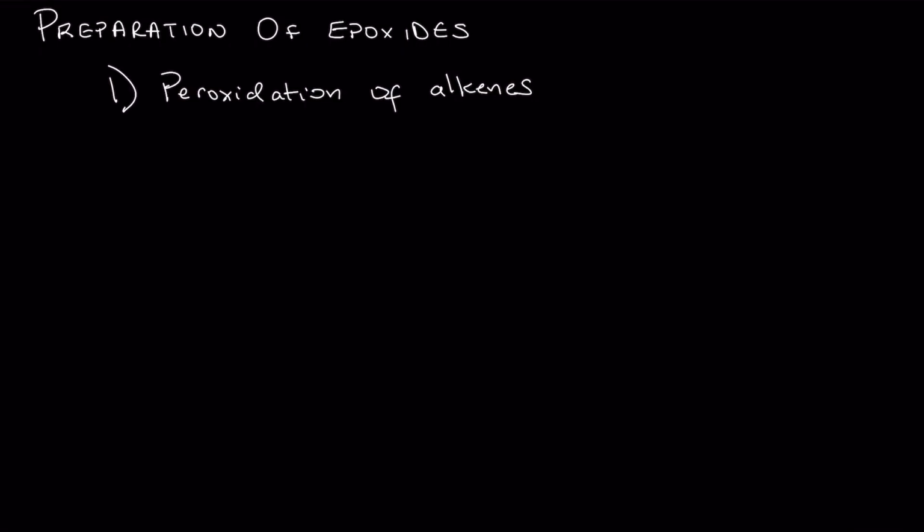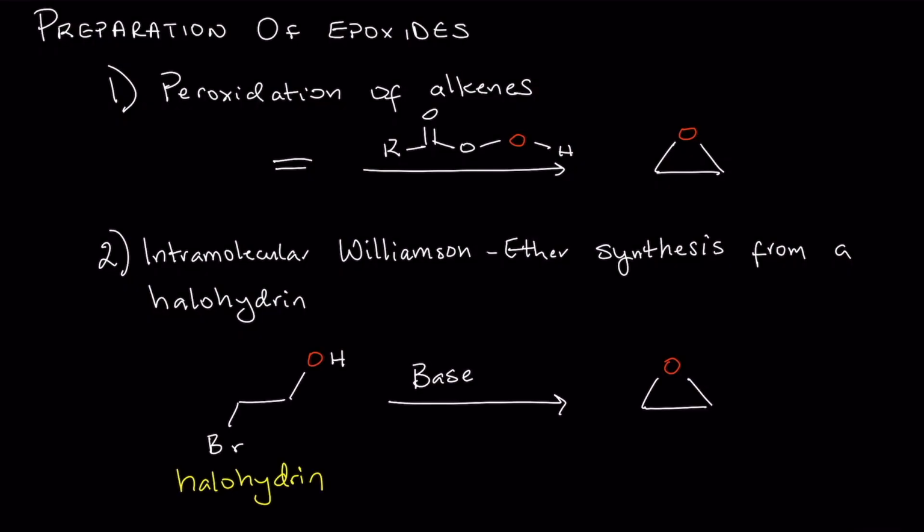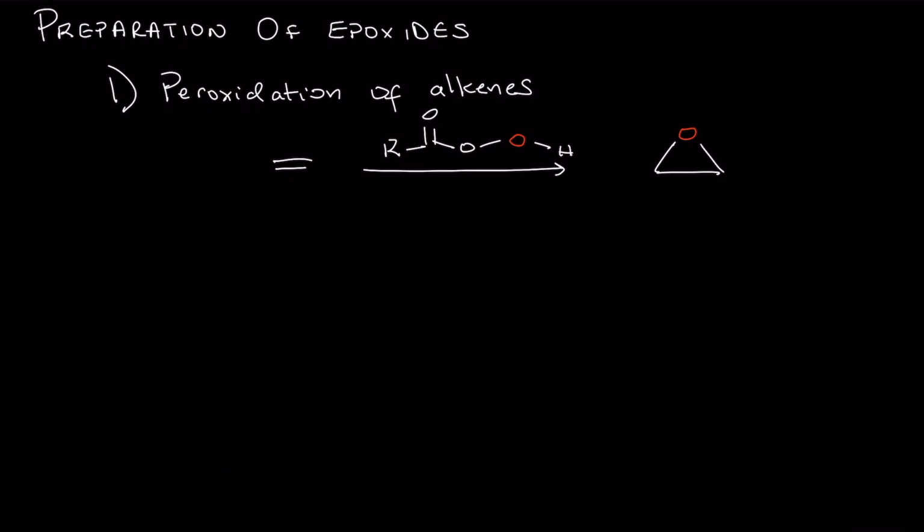One is the peroxidation of alkenes, where you take an alkene, treat it with a peroxy acid, and that will give you an epoxide. And the other is the intramolecular Williamson ether synthesis from a halohydrin, where you take a halohydrin, treat it with a base, and that would actually, in an intramolecular fashion, form your epoxide. Okay, let's start with our peroxidation reaction.